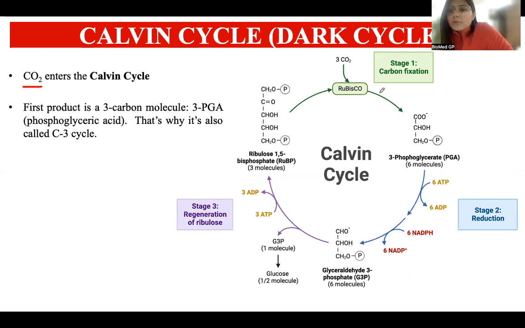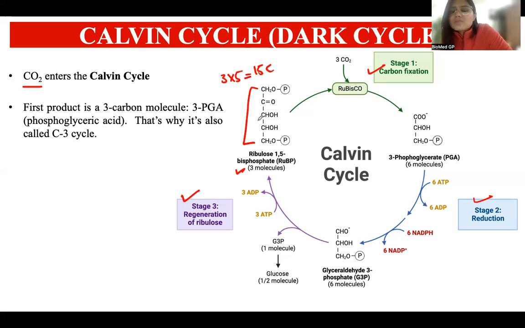Now, there are a total of 3 stages of the dark cycle. The first stage is known as carbon fixation. Second stage is known as reduction. And the third stage is known as regeneration. So CRR: carbon fixation, reduction, and regeneration. This whole cycle starts with a 5-carbon molecule known as RuBP, which stands for ribulose 1,5-bisphosphate. We are starting with 3 molecules of this 5-carbon compound. So in total, we are starting with 15 carbons. Just keep that in mind.